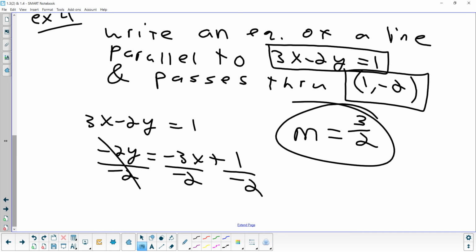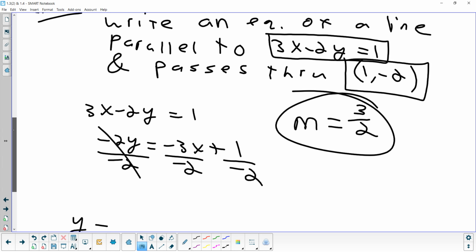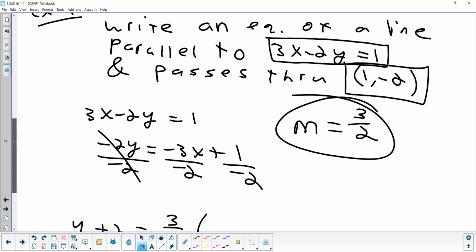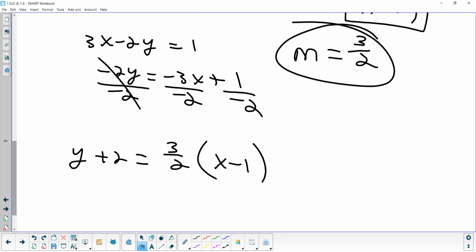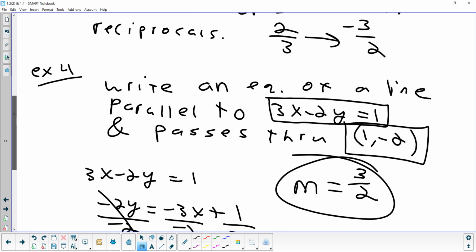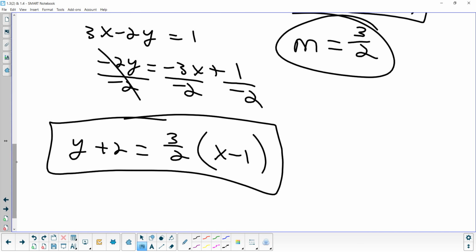So now you've got a point and a slope. It's just like the example we did two problems ago. You plug in your point and your slope. I'll just do it quick. y plus 2 equals m times x minus 1. Okay, didn't see anything about getting it in y equals mx plus b, so I'm going to leave it like that.